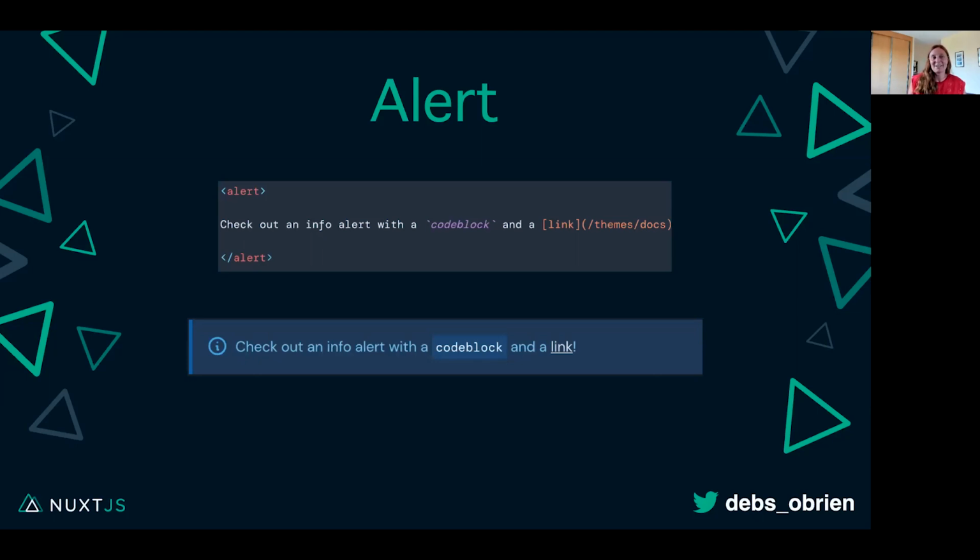You basically just put alert and write the code you want, and it supports a link and code highlighting. You can just put type equals warning if you want a warning one, and you can put type equals success if you want a success one, etc. So really cool, already there, easy to use.